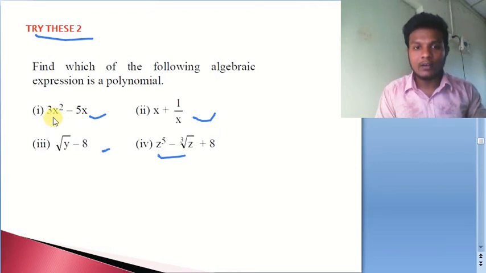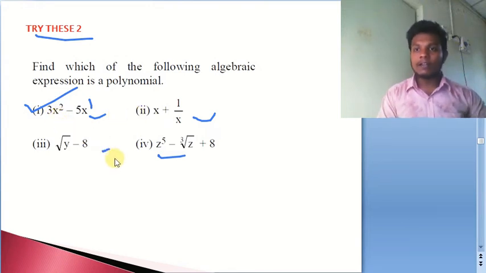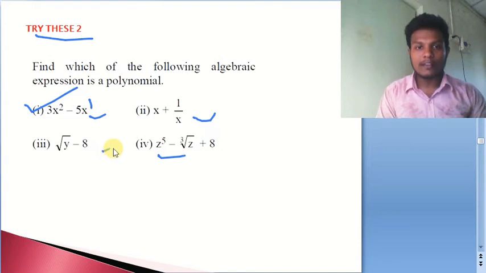Let us see here. In the first one, x power 2 is there, x power 1 is there. So 2 and 1, are both whole numbers or not? Both are whole numbers. So this is going to be a polynomial. First of all, they are algebraic expressions only, so we have to tell whether they are going to be polynomials or not. This is how we have to solve.